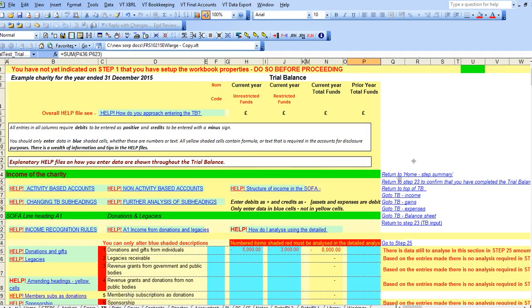If you're familiar with preparing a set of company accounts, the trial balance is much simpler because it hasn't got to be broken down into the categories that are required for charities. But the principle is exactly the same. You come to this template with the trial balance, with all the supporting figures, and you enter them in manually into this trial balance.